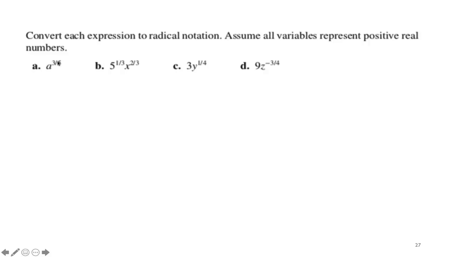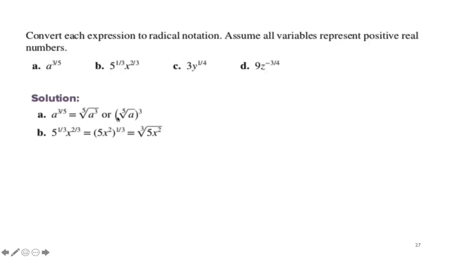You have the a to the 3/5. So again, the 5 is a root, 3 is a power. So actually there are two ways of doing it. One way is to take the 5th root of a and then raise to the third power, or raise a to the third power and then take the 5th root. And then for this case, it's the same, except that now maybe we can try to do some factoring here.